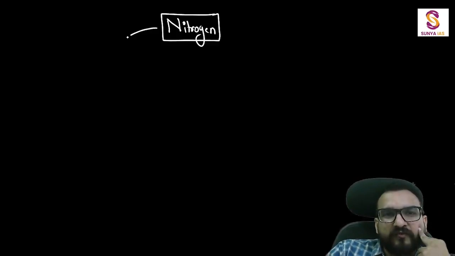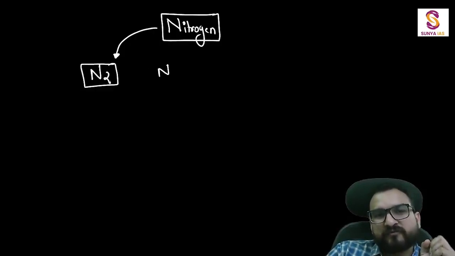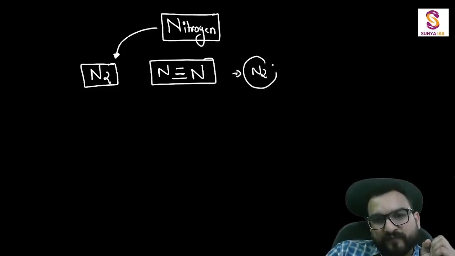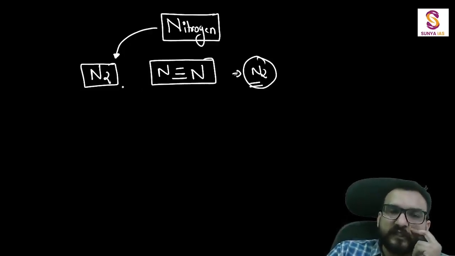Nitrogen in the atmosphere. First of all, tell me how it is present in nature. You will see as N or as N2. N2 it is present because it has to fulfill its valency and it is a triple bond N. And like this, you will be seeing the N2 over here. This is the compound form you will be seeing of nitrogen. So in this form, it is present in the atmosphere.